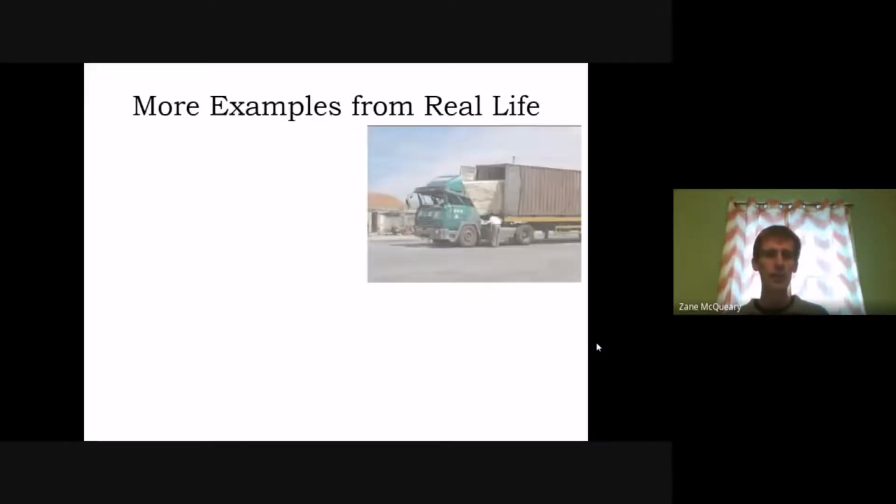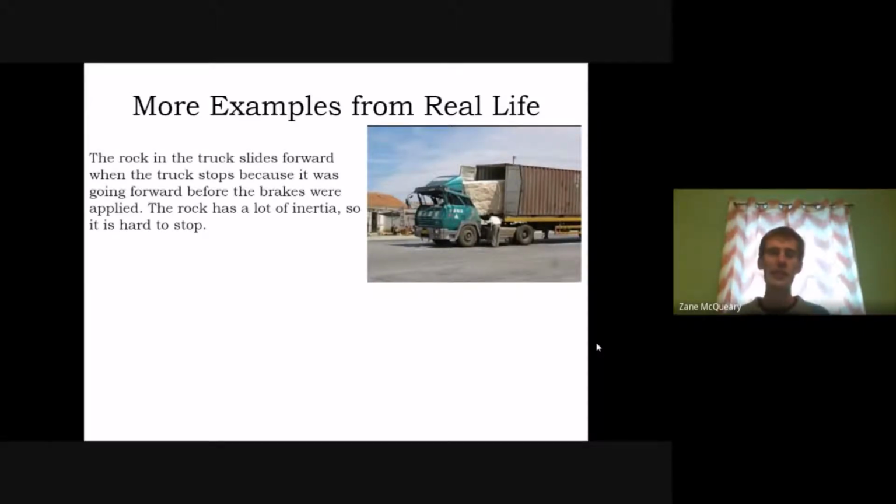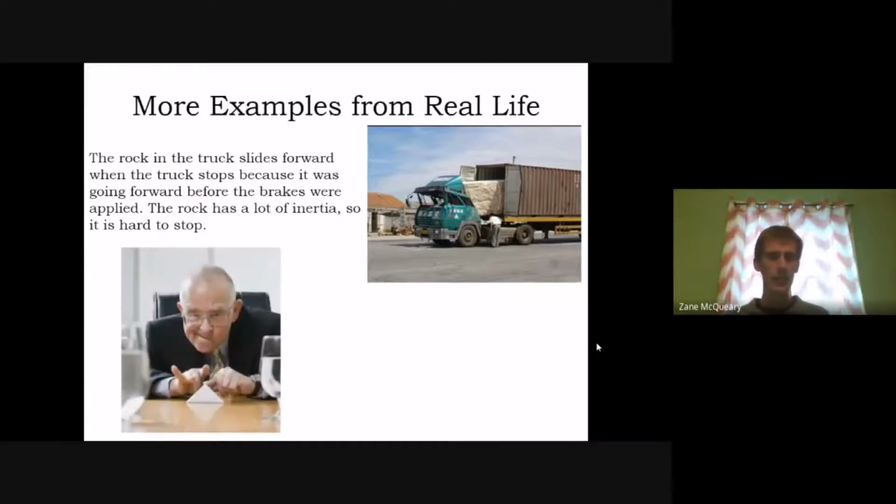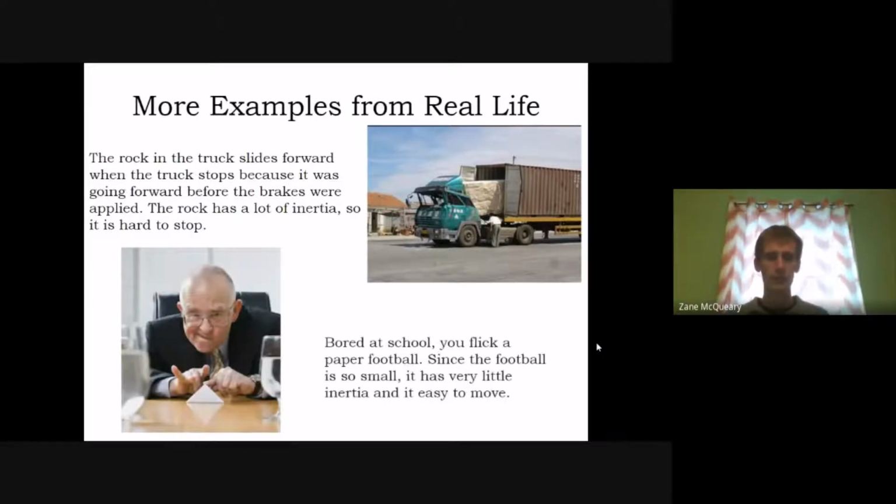Other examples include this guy right here. He had all that rock. When he stopped, that rock slid forward. It wanted to keep on moving forward, but the truck stopped, so it just smashed into the back of it. Or this guy over here who's trying to flick what looks like a paper football. The paper football doesn't have a whole lot of inertia, so it's easy for him to quickly accelerate it from rest with just a flick of a finger. So the rock has a lot of inertia, the paper football, not so much.